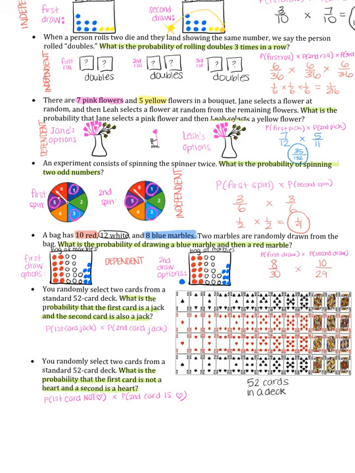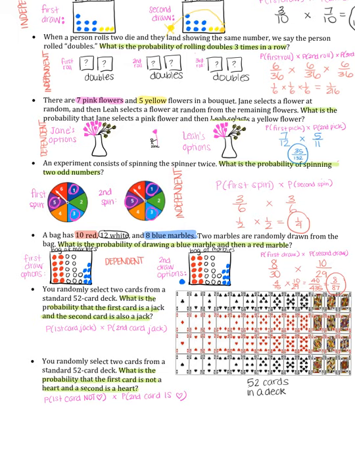Reducing down, I could make this 4 over 15 times 10 over 29. Multiplying straight across would give me 40 over 435. Now notice this could still be reduced by a factor of 5. 40 divided by 5 is 8, and 435 divided by 5 would be 87. Always leave your probabilities in reduced form.